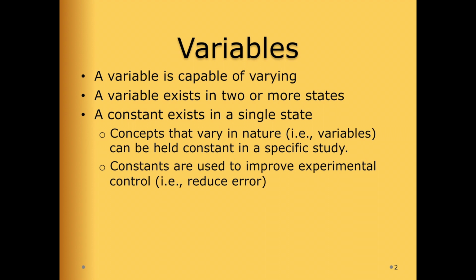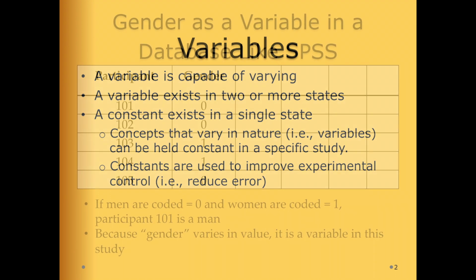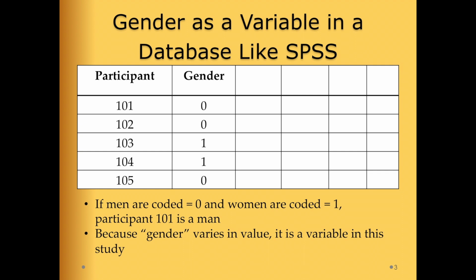In another example, we might think we can categorize people as having low, moderate, and high levels of anger, but in a specific study, we may only include participants with high levels of anger, thus making anger a constant in the study. Let's continue talking about variables by using an example.